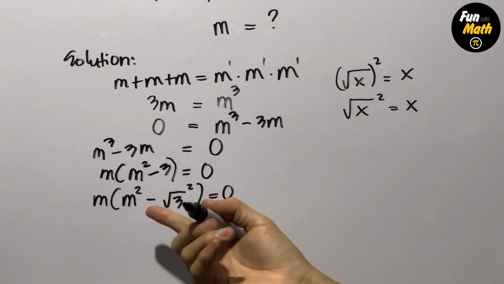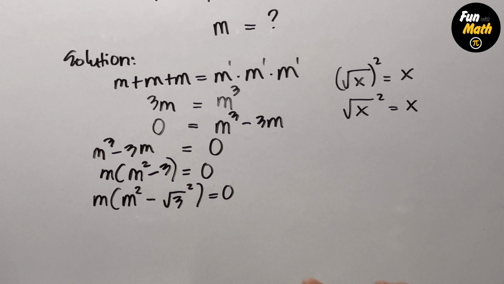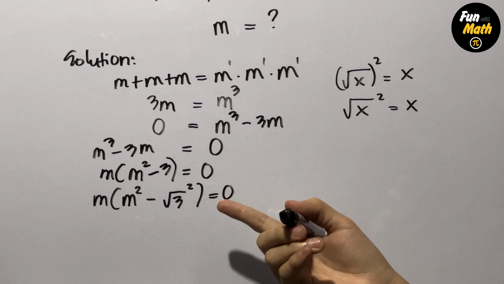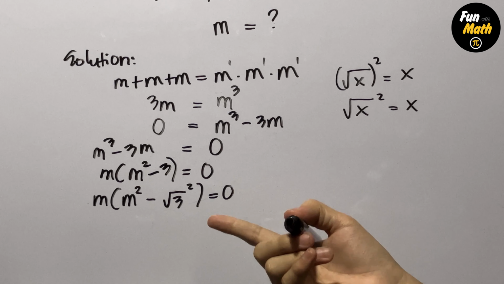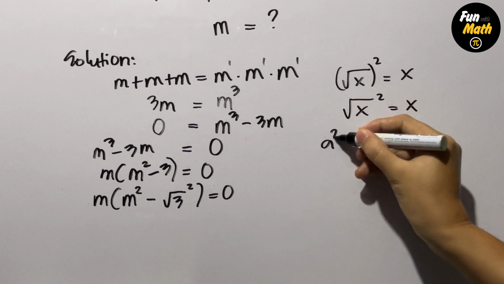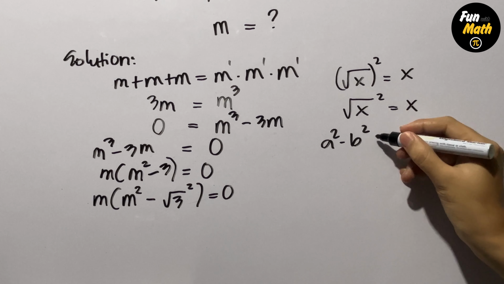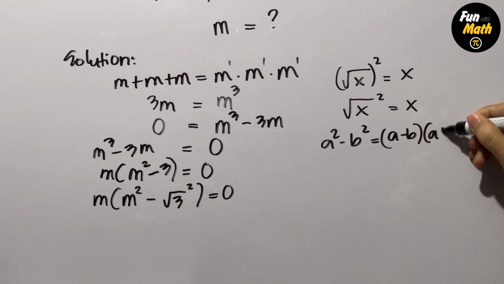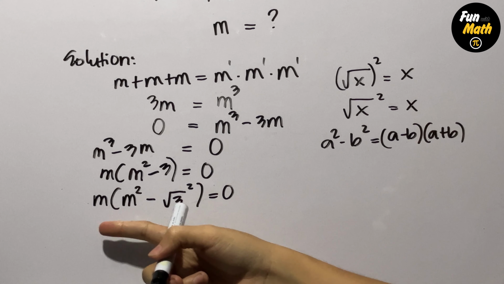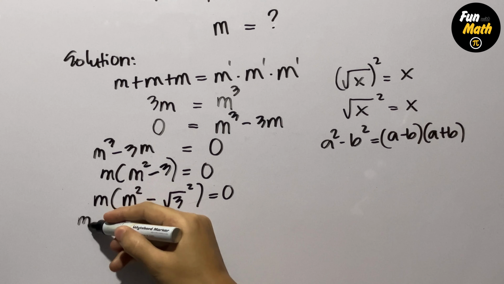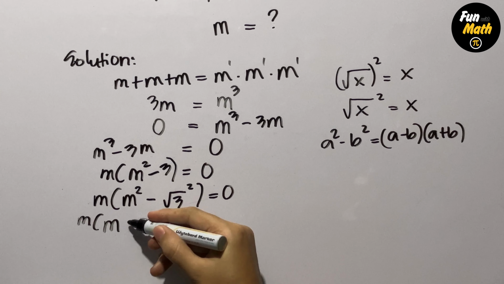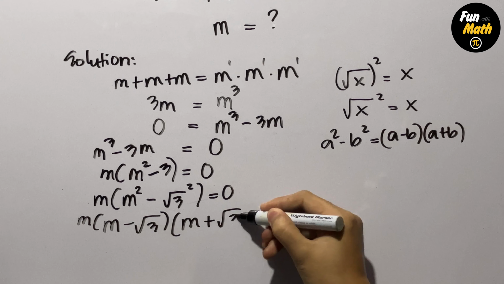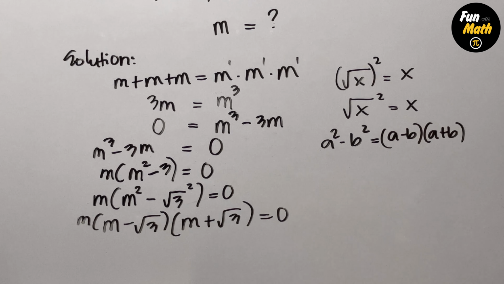So now, they both have power of 2. Since they both have power of 2, that is an identity, a difference of 2 squares. We have an identity a squared minus b squared, which is also equal to a minus b times a plus b. For this, we can write it as m times m minus square root of 3 times m plus square root of 3 equals 0.